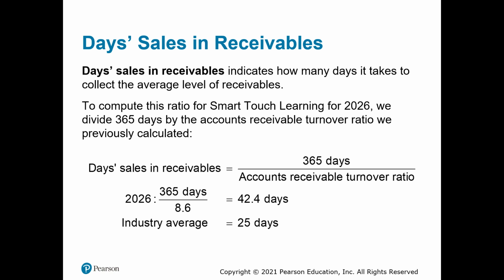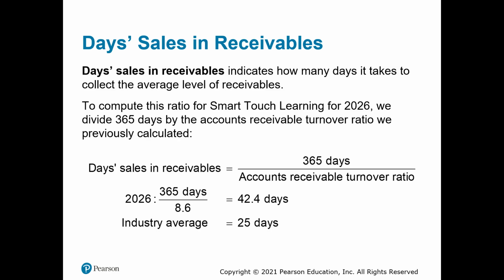42.4 days is how long it takes us to collect the average amount of receivables we have outstanding in any one given time. Take it down even smaller, you can look at it as that's how long it takes you to collect on a sale that you've made once you've made the sale. So we sell to somebody, we bill them, and it's taking us on average about 42 days to get payment. Well, the industry average is 25, so we're much slower than our competitors.